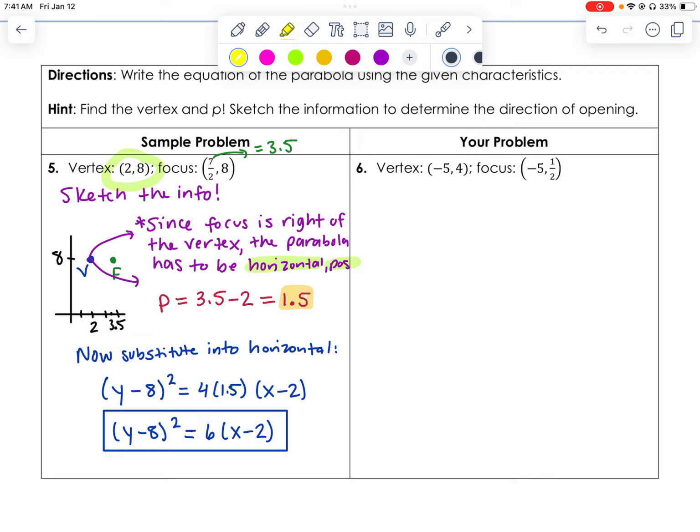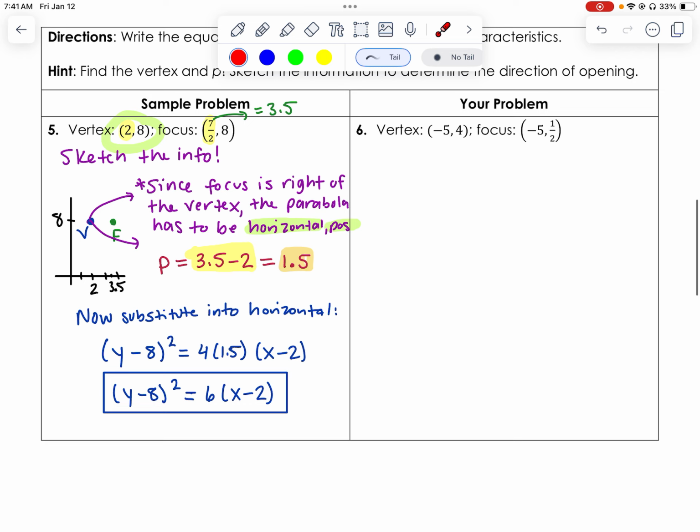The y value, 8, was the same, but the x value went from 2 to 7/2, or 3.5. So I take the difference between them, or you can count along your sketch. 3.5 minus 2 is 1.5. Now we have all the information we need. We're going to substitute into our equation.